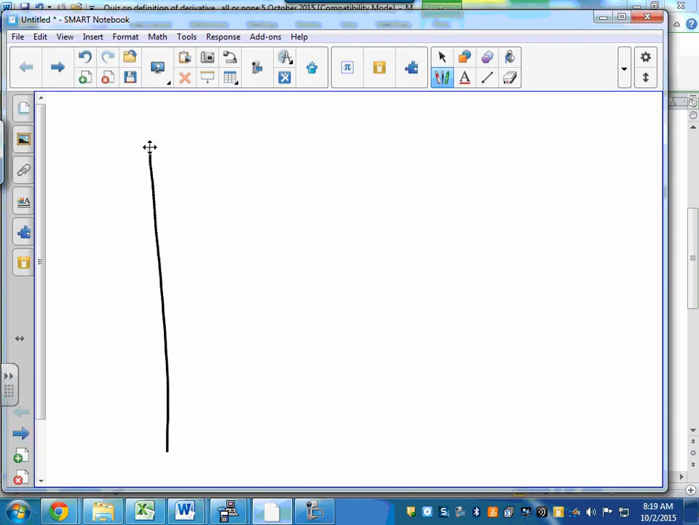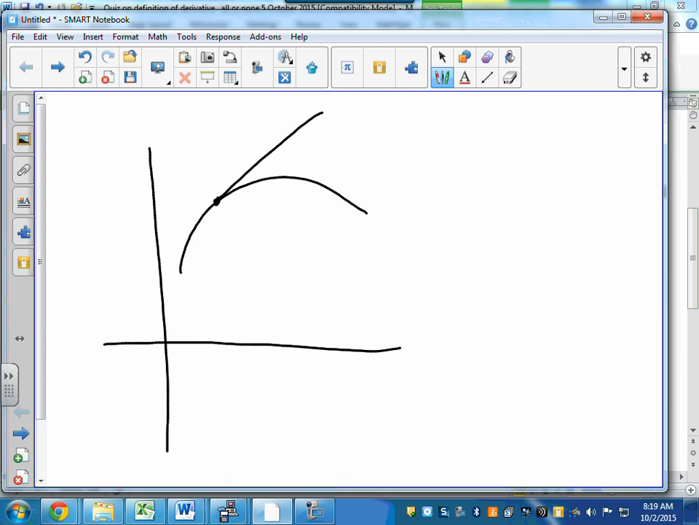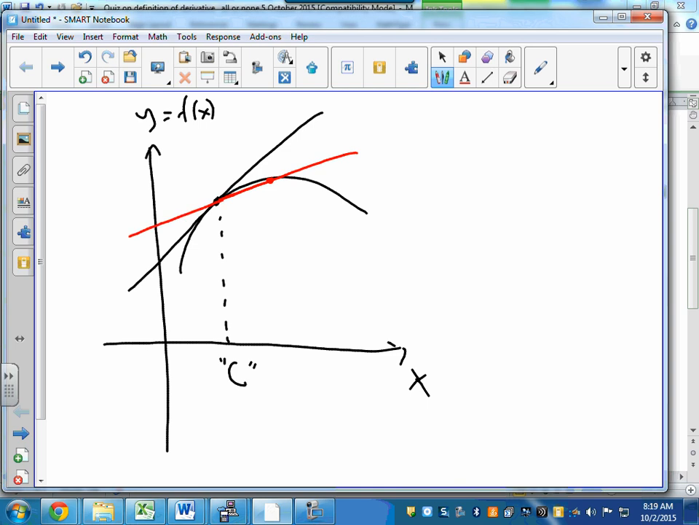So I'm going to draw a graph of a function, and we're going to try to consider the tangent line right here. So we know this is a point in the domain, c. Here's x, here's y, y is f of x. And we want to find the slope of this tangent line. The way derivatives come about is we start with the slope of a secant line. So we find this slope first, m secant.